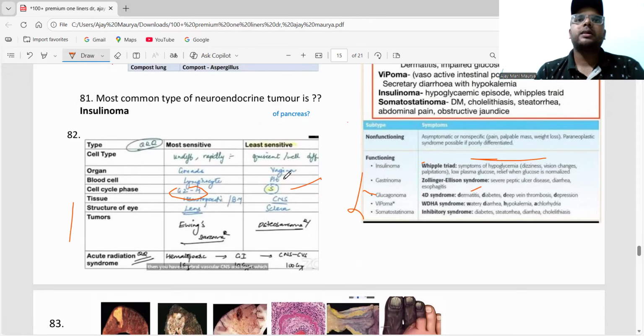Coming to the tissue, least sensitive is the CNS. These two are very important. Coming to the structure of the eye, more sensitive is the lens and least sensitive is the sclera. Among tumors, more sensitive is Ewing sarcoma, least sensitive is osteosarcoma. This is very, very important.